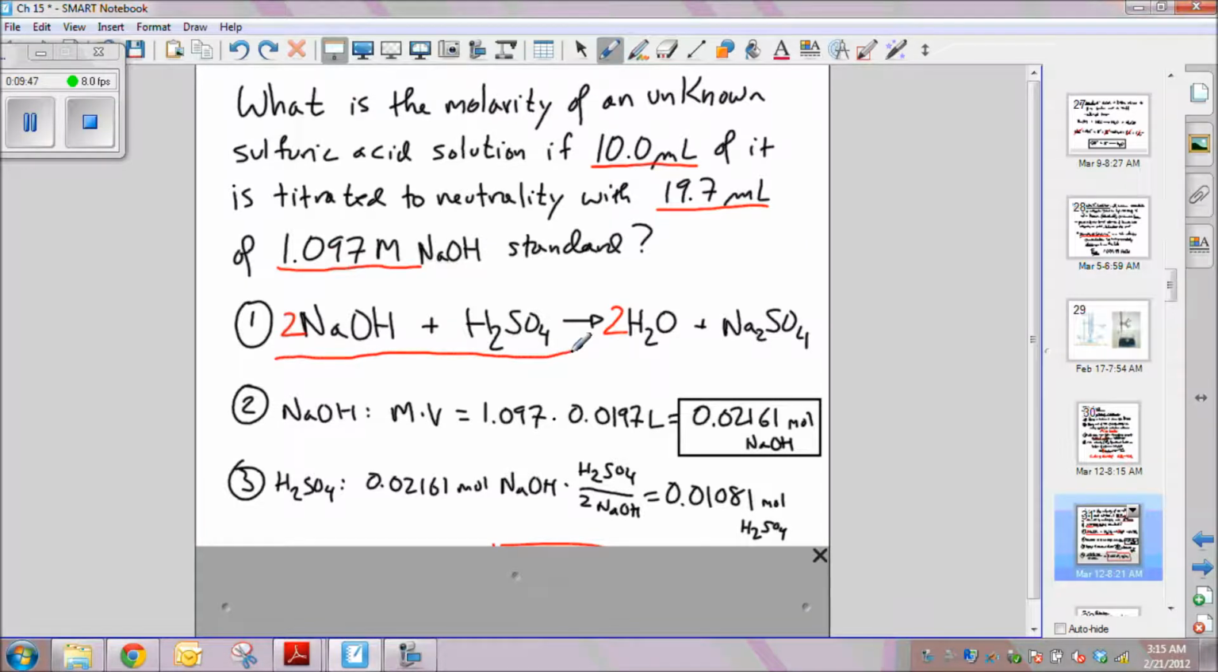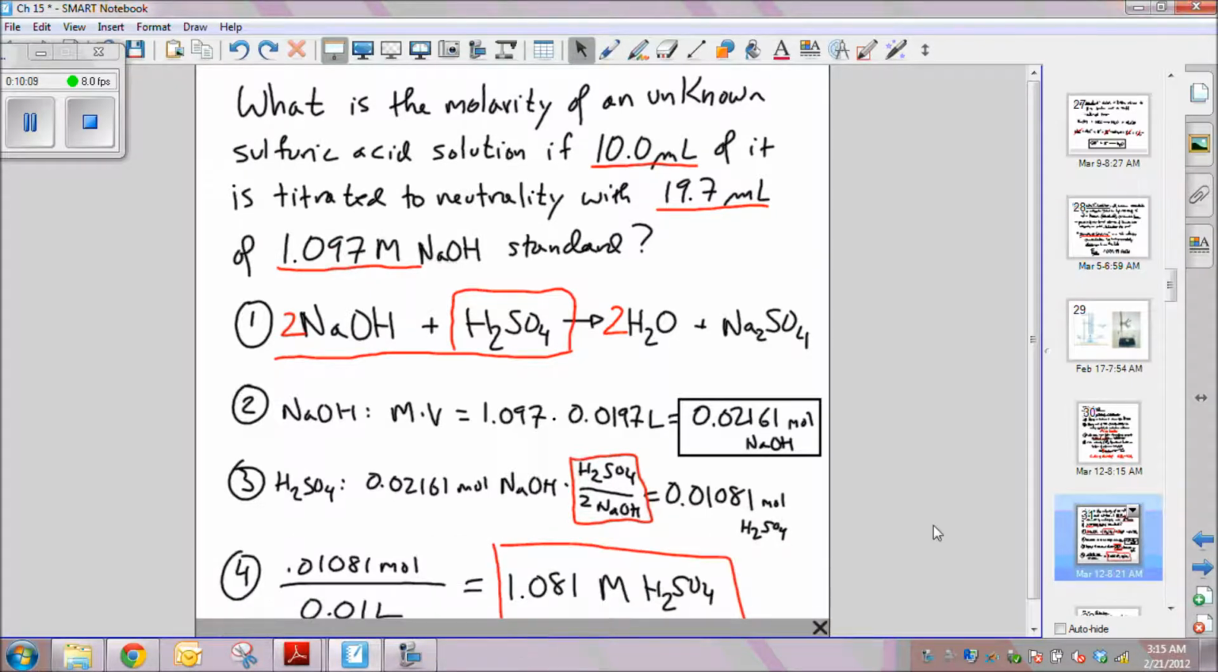We figured out the number of moles of sodium hydroxide, and notice it's half the number of moles of sulfuric acid, 2-to-1. That mole ratio is shown right here. So we take the number of moles of sodium hydroxide that we know from the known, divide it by 2, and we end up with the number of moles of sulfuric acid used to neutralize.